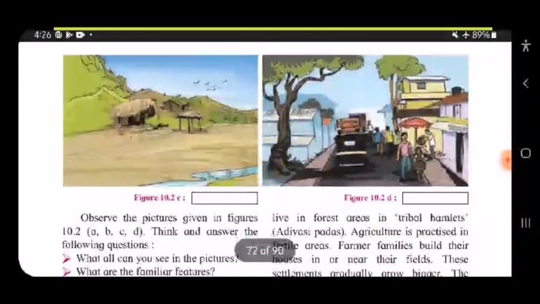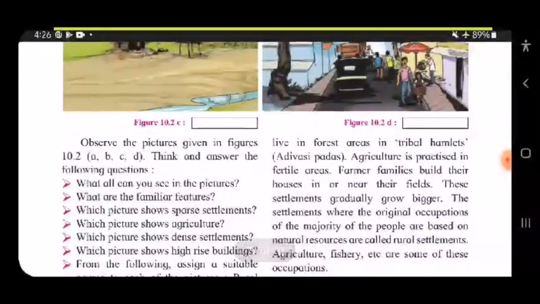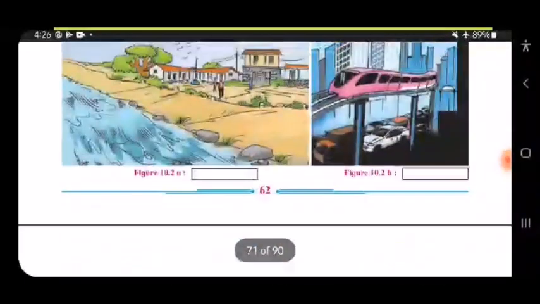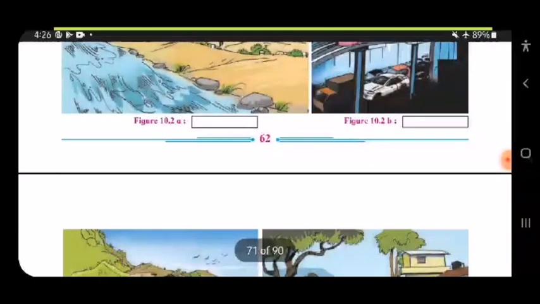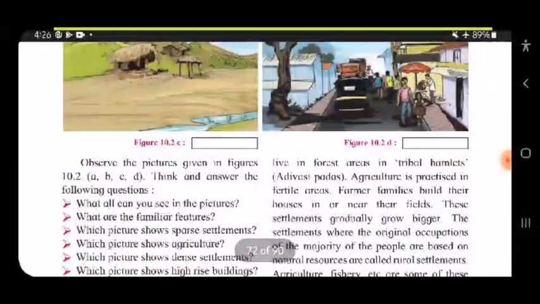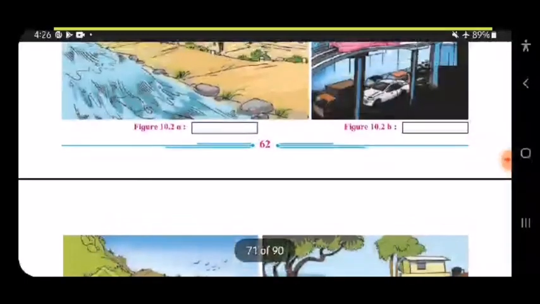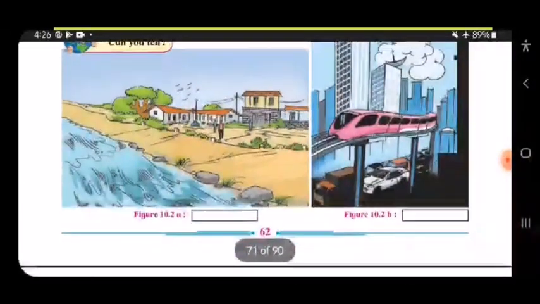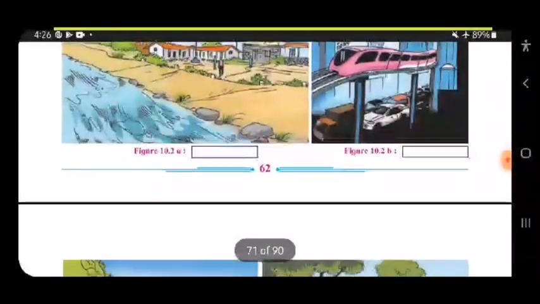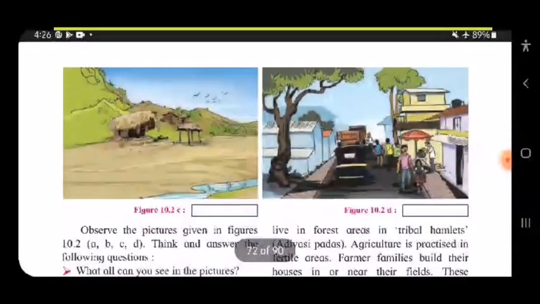Then the second question, they are asking you what the familiar features are. Now in these four pictures, can you see anything familiar or similar? No. They are all pictures of different areas or different places. The third question: which picture shows sparse settlement? Sparse settlement means where there is a lot of open space. So that is picture A and C.